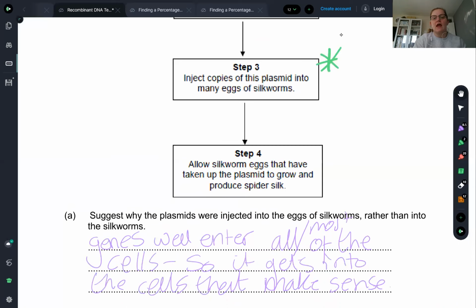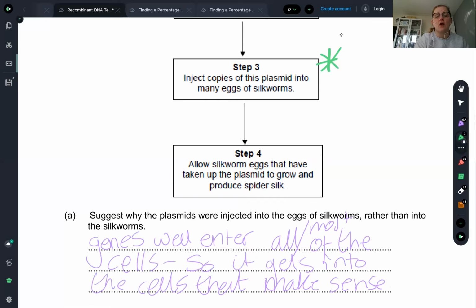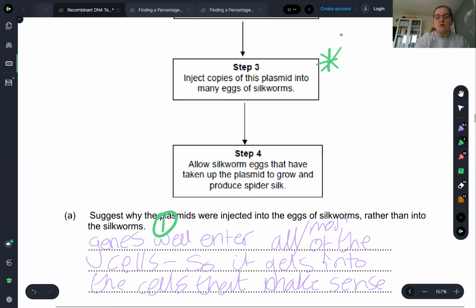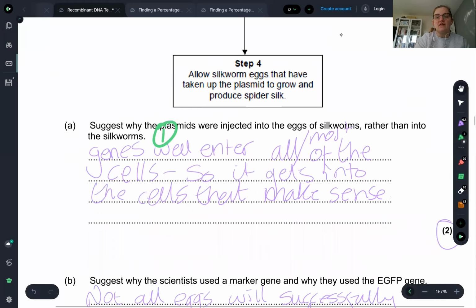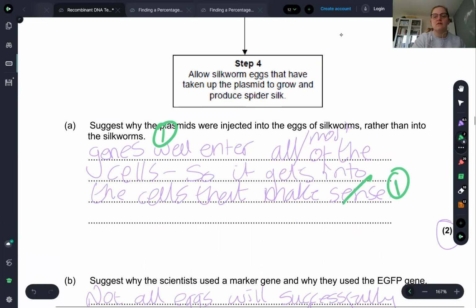We will then have the genes for that silk, the spider silk, being present in all or most of the cells of that organism. So that's our first mark. And the important part of that is so that it goes into the cells that make sense. What we mean by that is going into the cells that we would require it for. So the ones that make silk probably makes more sense than me saying make sense, that make silk.